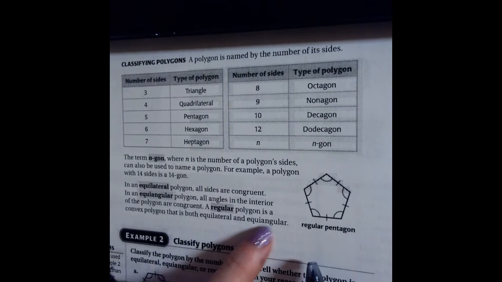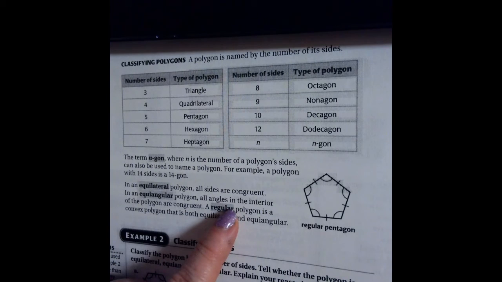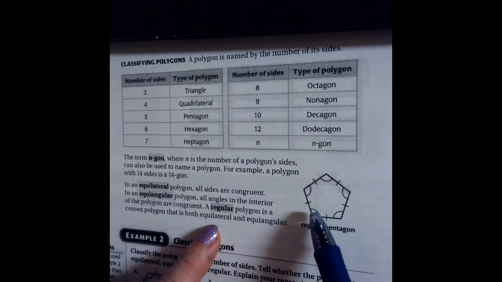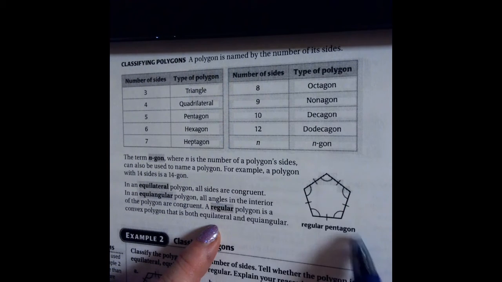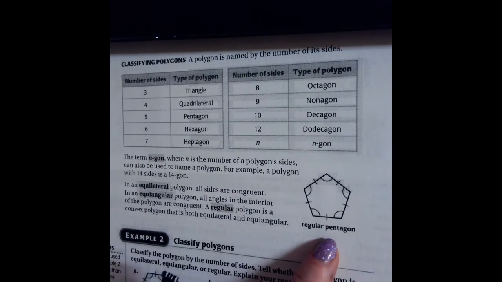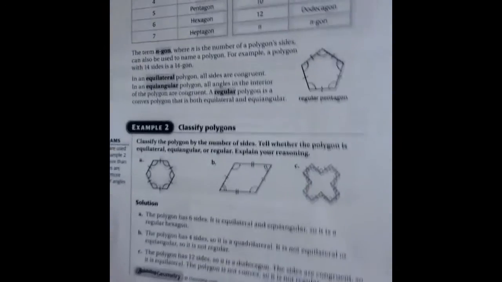So a regular polygon, and this is really important that you have this definition because they're going to ask you if something's a regular polygon, is a convex polygon. You can see that's convex, not concave. That is both equilateral, all the sides are the same, and equiangular. So this is an example of a regular pentagon. So that's what tells you if it's regular or not. So let's go ahead and classify.